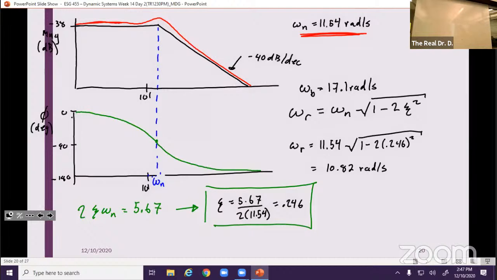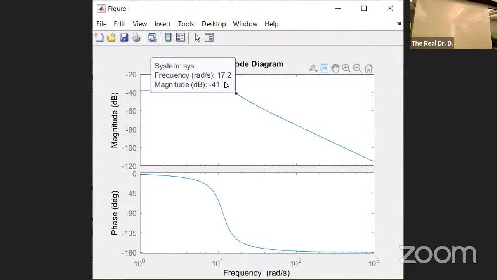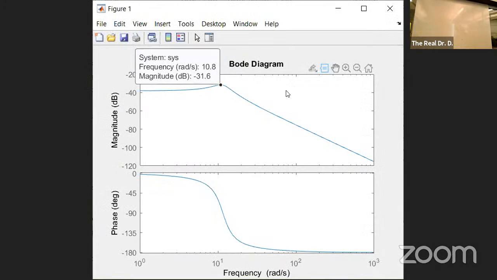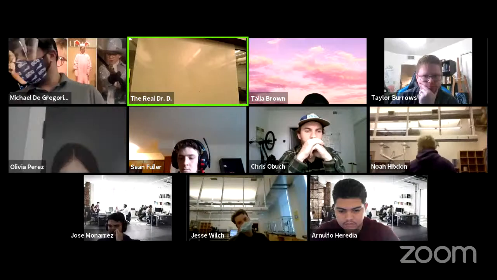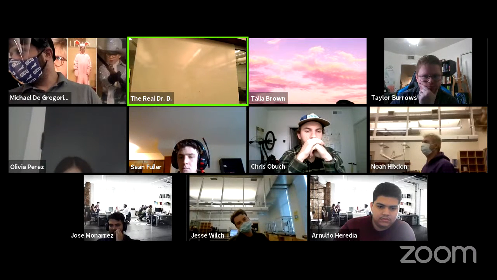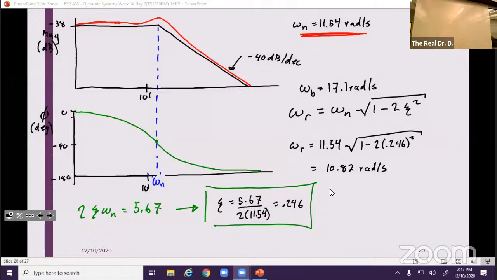But we also have the Bode plot, right? So let's double check it on our Bode plot. Come back here. Yeah, 10.8. We're good. Nailed it. Okay. So those are basically the things. Do you guys have any questions?